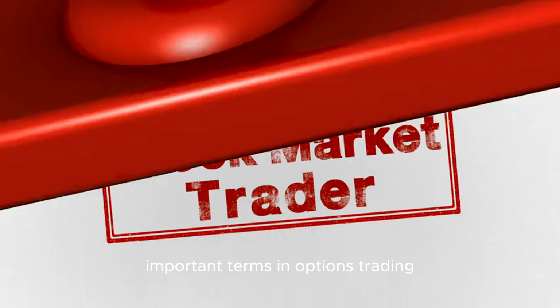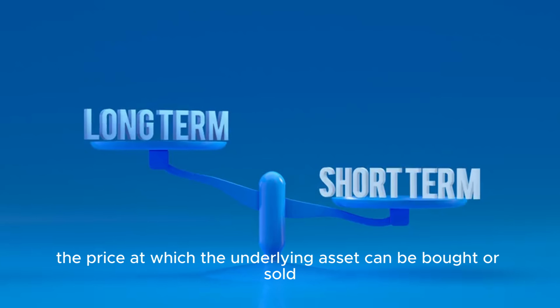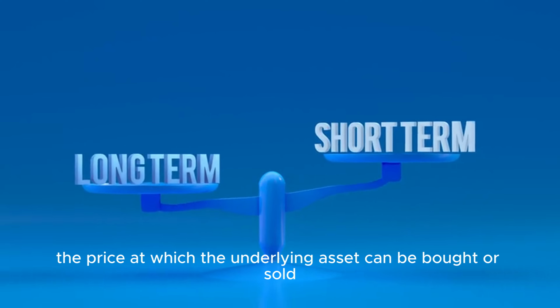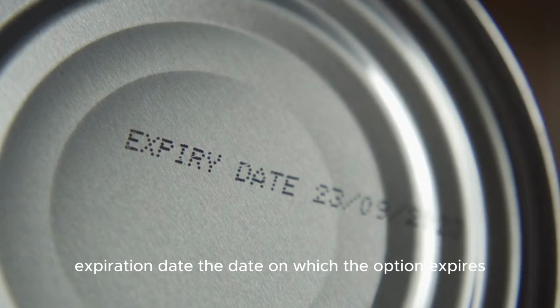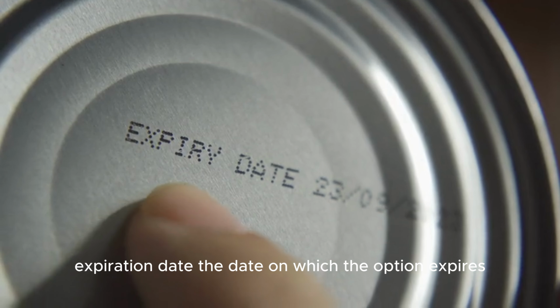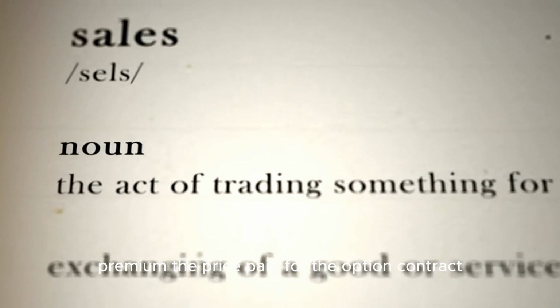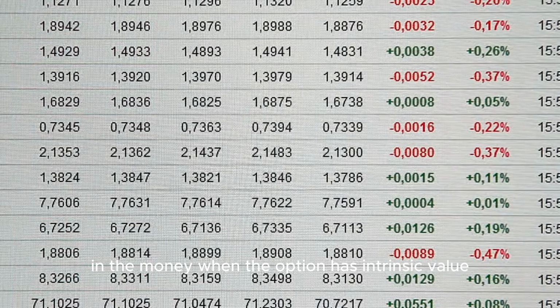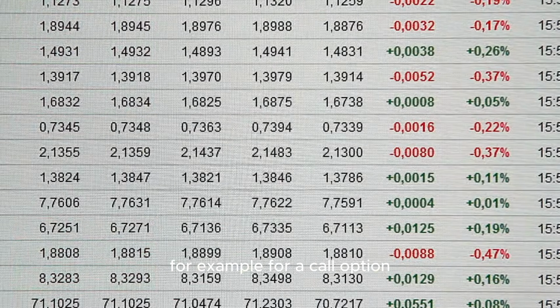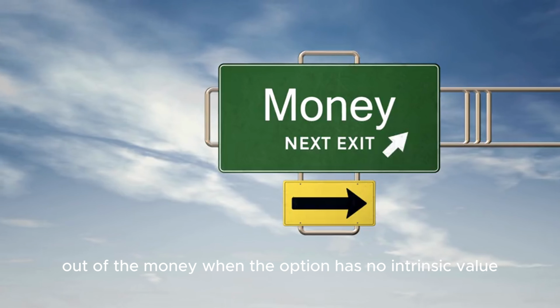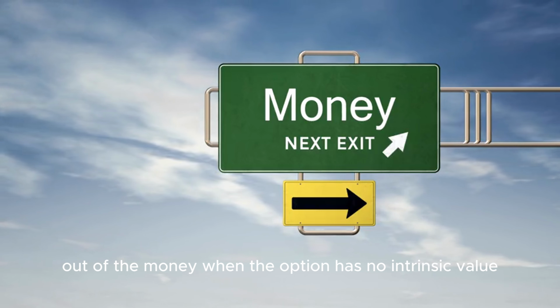Important terms in options trading: strike price, the price at which the underlying asset can be bought or sold; expiration date, the date on which the option expires; premium, the price paid for the option contract. In the money, when the option has intrinsic value, for example, for a call option, the market price is higher than the strike price. Out of the money, when the option has no intrinsic value.